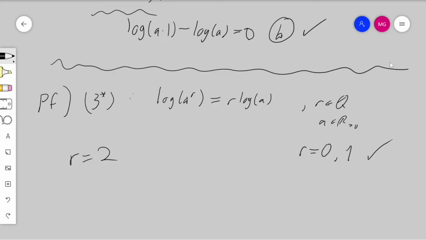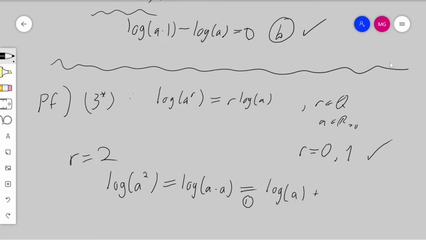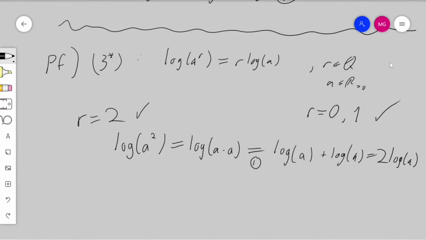So what would happen in the case r equals 2? We would have log of a squared. And what we want this to be equal to is 2 log of a. What it's actually equal to is log of a times a. But now we can use this property 1 that we've already shown, which is that we can break up the multiplication as addition. So this becomes log of a plus log of a, and that is, of course, 2 log of a. And so that shows that for r equals 2, this is also true.